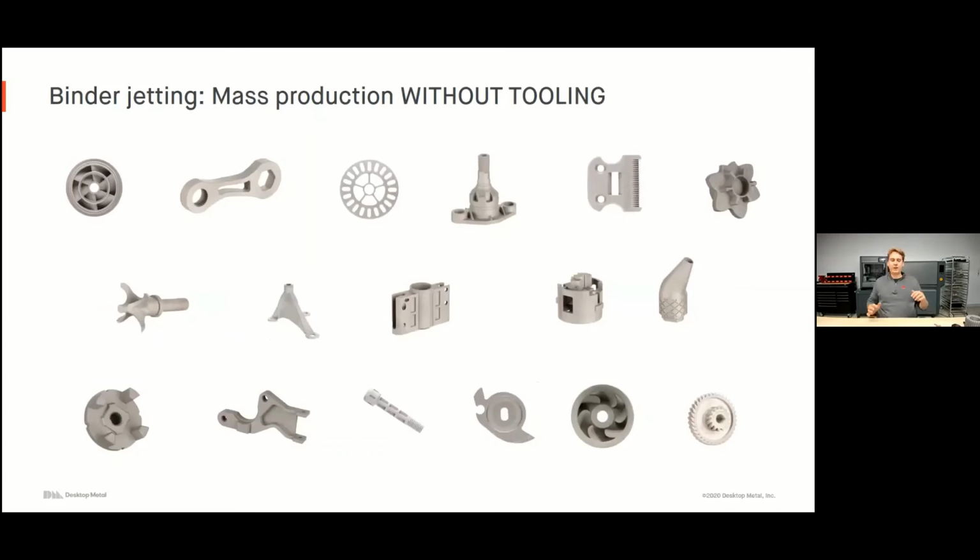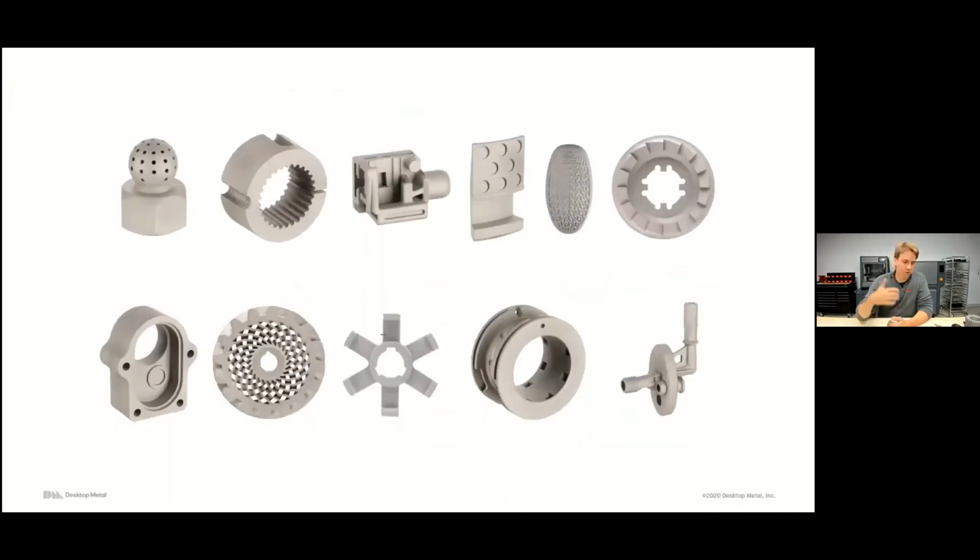An important thing to note here, it's all without tooling, of course. This is mitigating a lot of risk, mitigating a lot of cost, because we can print each one of these different parts without any tooling. So if we need to make a change to the part, simply tweak your file, re-upload it to the printer, and we have our new parts ready to go.